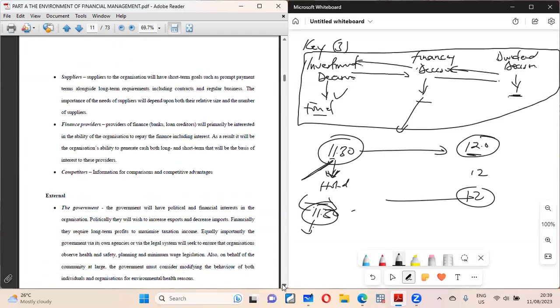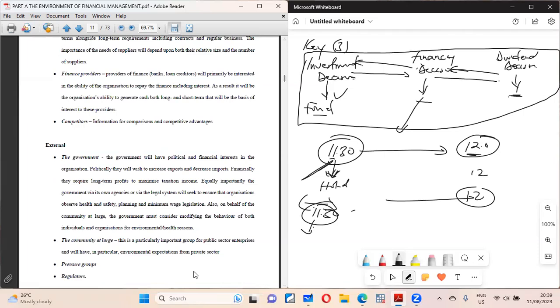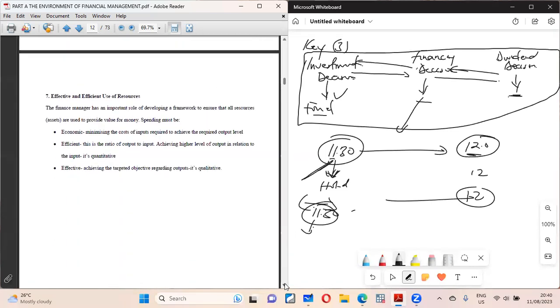And your external people are the government, because they will take tax, and also the community at large. CSR, no? Then pressure groups and all the regulators. These are connected. So know this: external, internal, and connected. External is way off the company. Connected, they are with the company, but they seem also external. Internal is just your employees and management. Connected is those that are around you: customers, suppliers, the bank, equity holders. Then the external is the government and the community at large.